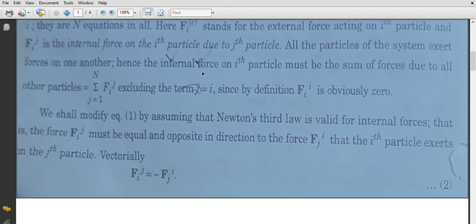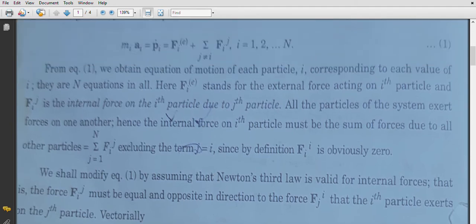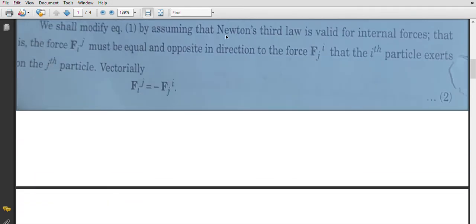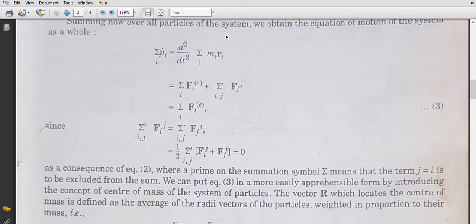Now this is the expression for a single particle. Now I will modify this expression to n number of particles, so I will sum this expression for n number of particles. Here I have taken the sum of this expression. The external force has been summed and the internal force has also been summed.